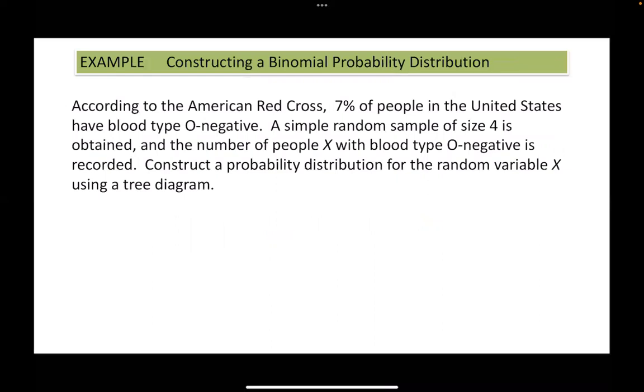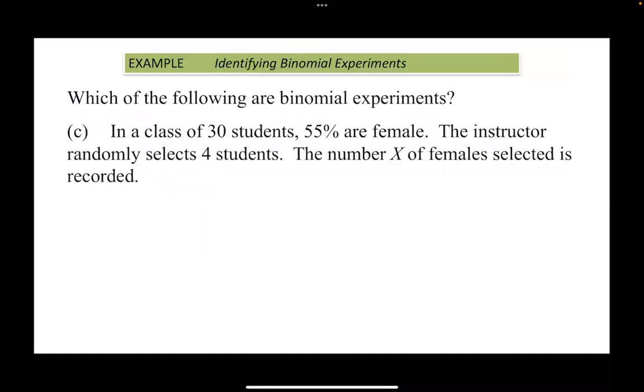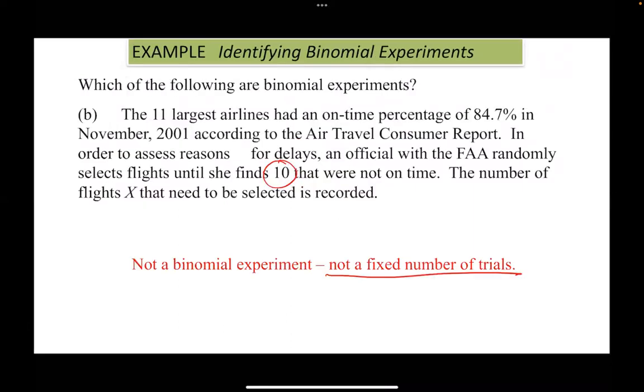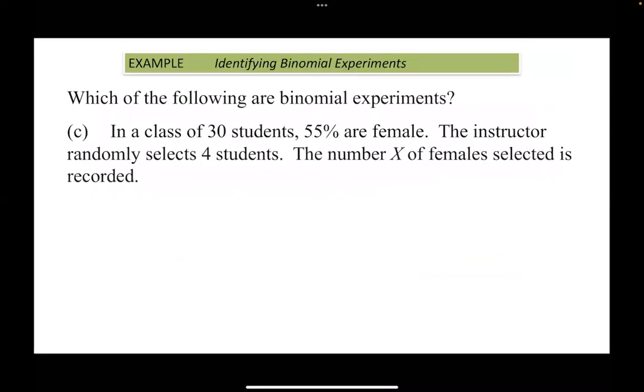Any questions on the first section on determining if something is a binomial probability distribution? I don't know if there's any questions on the homework about that or not. I can't remember. Okay, what was the question? I wondered if there was any questions on determining whether or not it was a binomial probability. I don't believe so. Okie dokie.